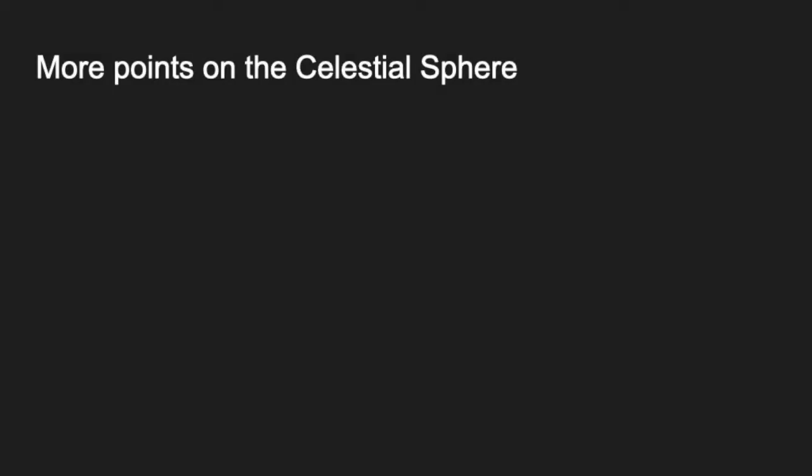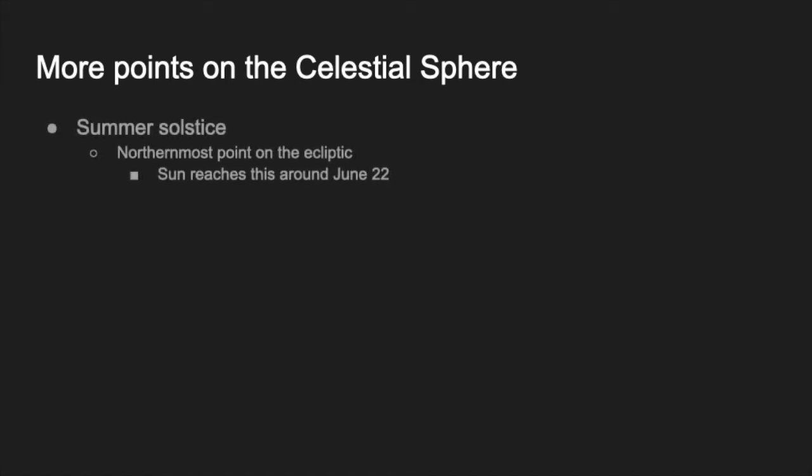A few more points on the celestial sphere we need to note. Since the ecliptic is not lined up with the equator, the sun appears to be above the equator at some points and below the equator, or north of the equator and south of the equator. The northernmost point on the ecliptic is known as the summer solstice. We tend to think of this as a day. It's not actually a day. It is a celestial coordinate. It is the northernmost point on the ecliptic.